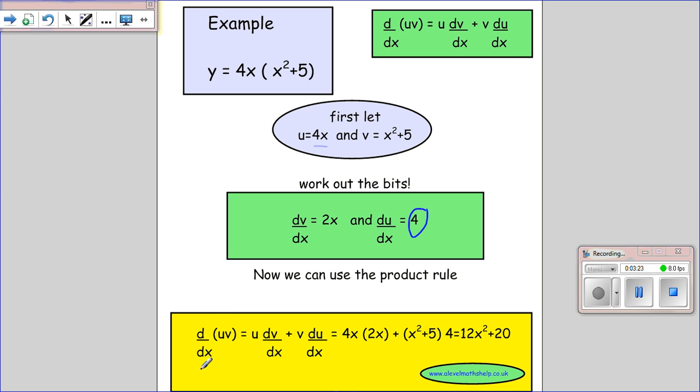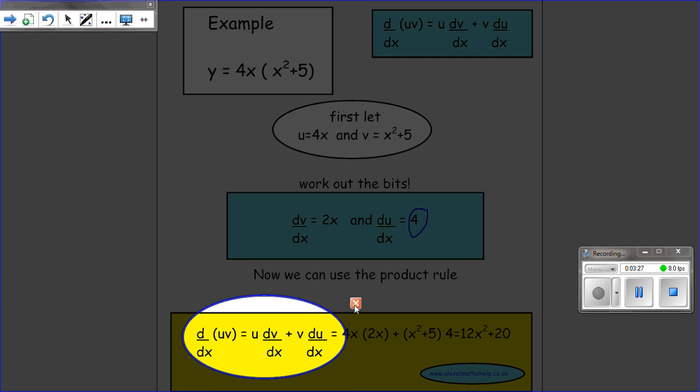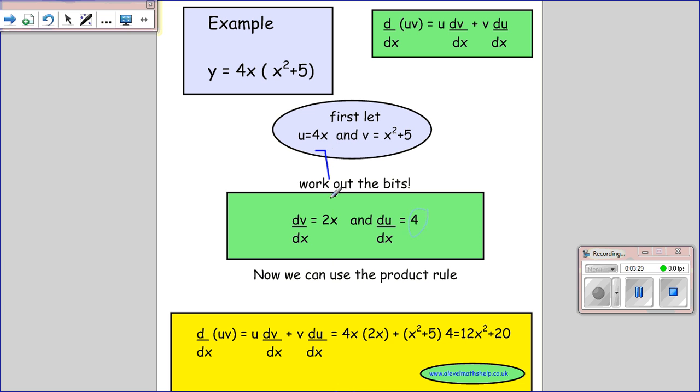And now we put it all in our formula here. So we've got u is 4x, so that comes in here. dv by dx is this 2x, which comes there. Plus v, which is right up here, comes there. And du by dx is this 4 and comes there. And hopefully when you expand and sort that out, you get this answer here.